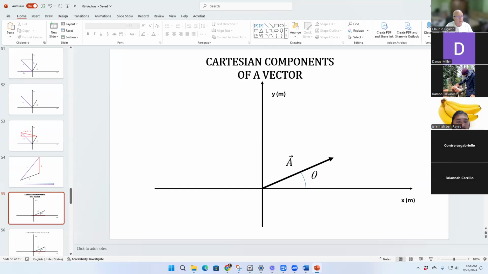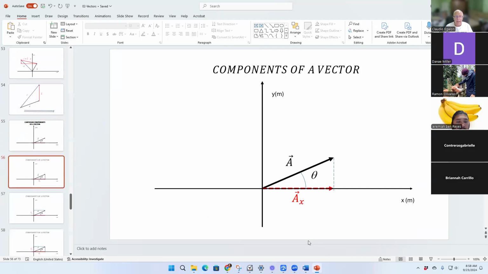Here you go. Here's the vector A, and here the x component of the vector A and the y component of the vector A. See, it's the projection along the x and y axis. And when we do that, it becomes very convenient to add vectors. Here you go. Those two components displayed simultaneously.